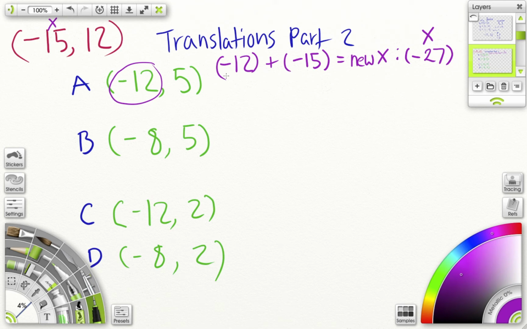For y, it's the same process. I take my original y coordinate, which is 5, and I add my y translation, which is positive 12. So I add 12.